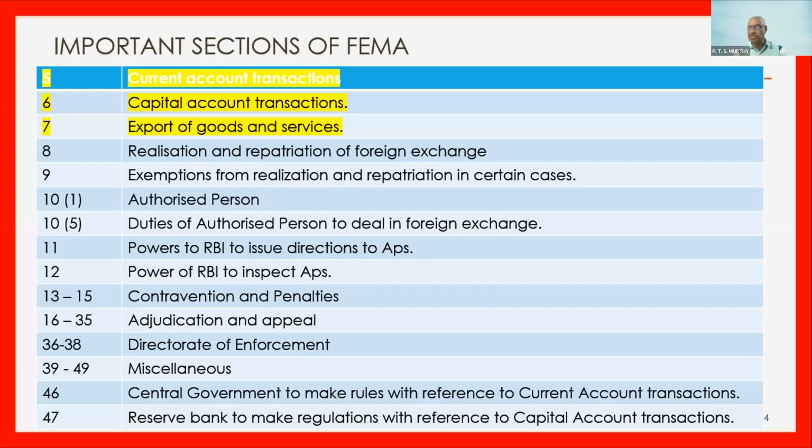When I showed the first slide, I said all transactions are bifurcated into inflow transactions and outflow transactions. Under FEMA, we don't say inflow and outflow transaction. We always say that a transaction is a capital account transaction or a current account transaction. If it is a capital account transaction, it is governed under section 6 of FEMA. If it is a current account transaction, it is covered under section 5 of FEMA. We will see what those transactions are.